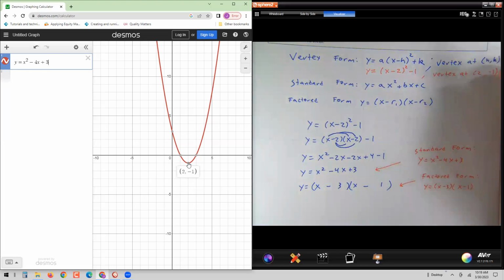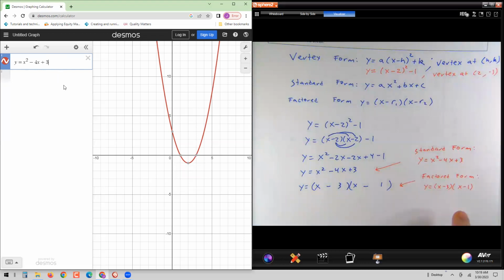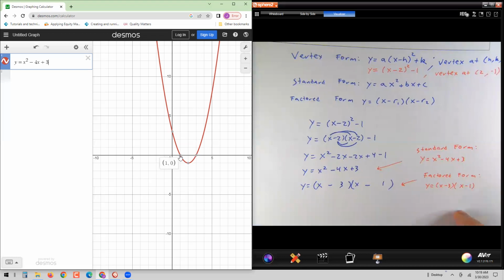So the strength of vertex form is it tells you the spot on the graph where it changes direction. There's my vertex. Standard form is really nice to type into technology. Factored form is telling me where my intercepts are. I'm going to have an x-intercept at 3. I can see that here at (3, 0). And I'm going to have an x-intercept at 1. I see that here at (1, 0).